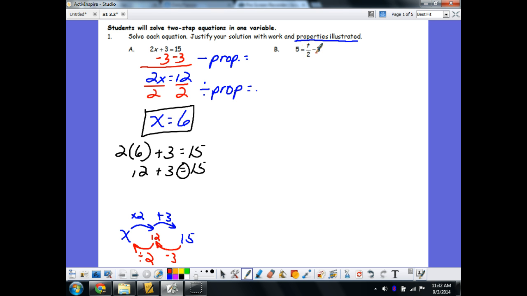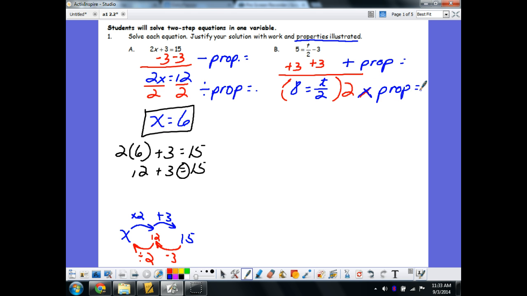Now the next one, again, we're going to solve the subtraction first. Since we're subtracting 3 here, we're going to undo that by adding 3 to both sides. And once again, that is the addition property of equality. That's the property that's illustrated. So we're left with 8 is equal to t divided by 2. So to undo that division, we're going to multiply everything by 2. That is the multiplication property of equality.